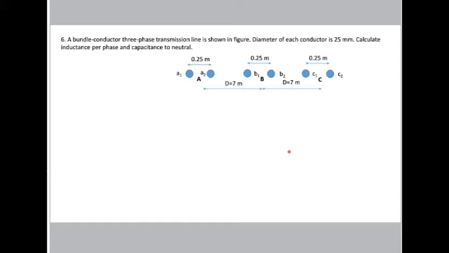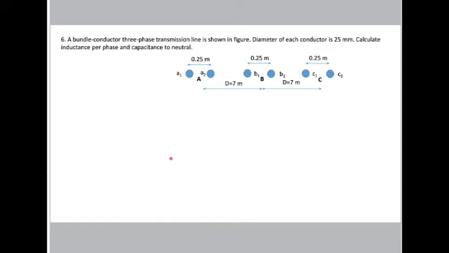For this, we have to find out the inductance per phase and the capacitance to neutral, as we have been doing. The diameter of each conductor is given as 25 millimeter, and the spacing between the subconductors A1 and A2 is 0.25 meter. It is the same for the other phases: B1 and B2 is 0.25, C1 and C2 is also 0.25. The distance between phase conductors A and B is 7 meter, B and C is also 7 meter, but between C and A it will be 7 plus 7, which is 14 meters.